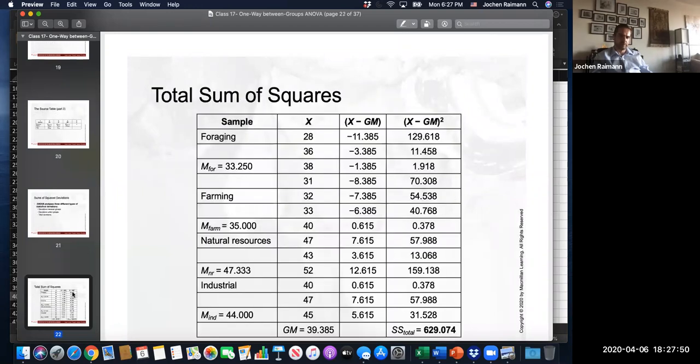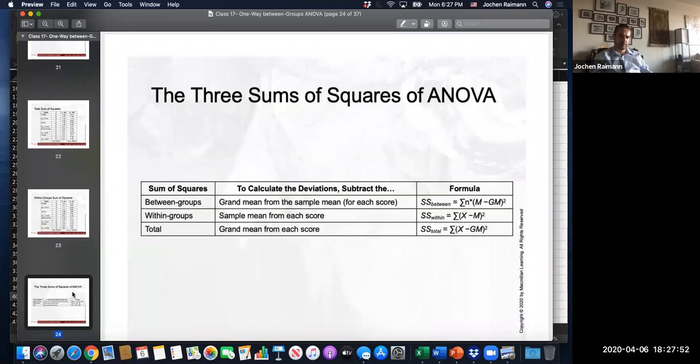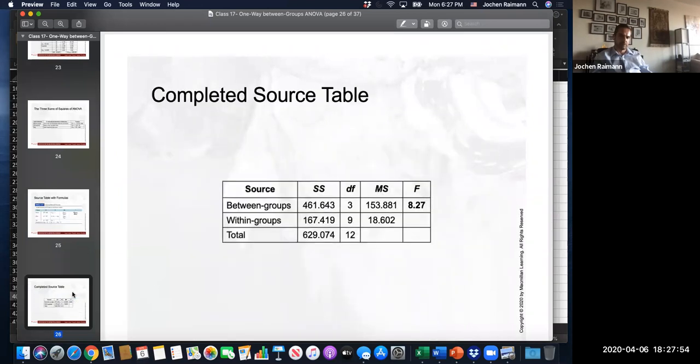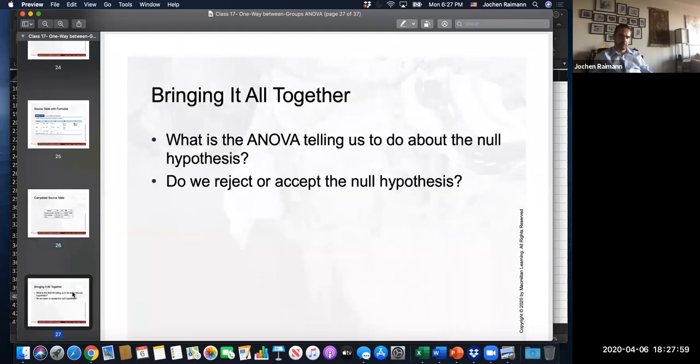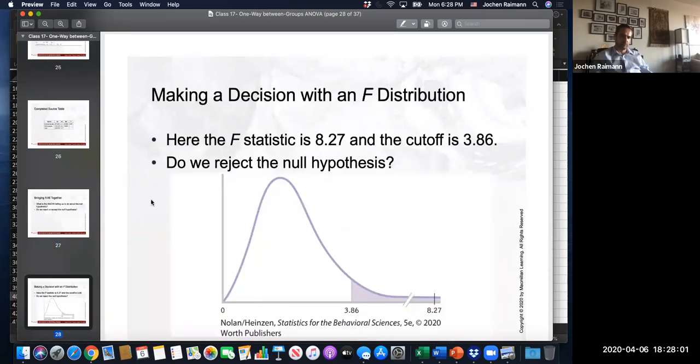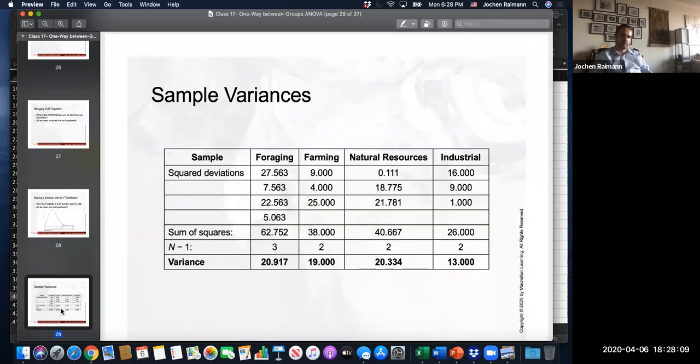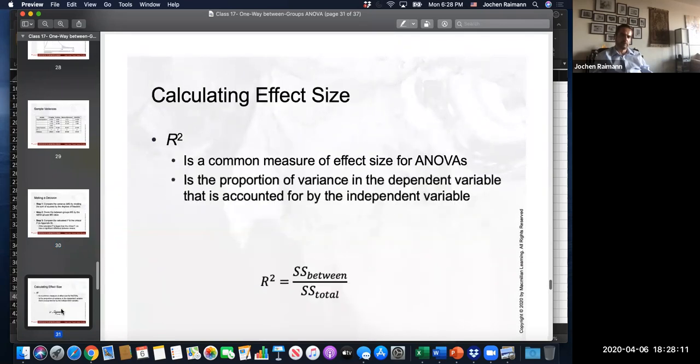We have this ANOVA table, nicely explained here. In that example, we did all the calculations, and we have basically filled all of this out. If we go further down, we have 8.27 and the cutoff is 3.86. We are rejecting the null hypothesis.